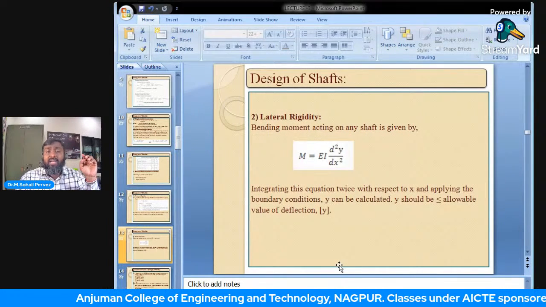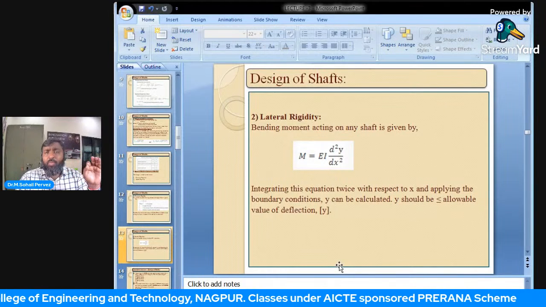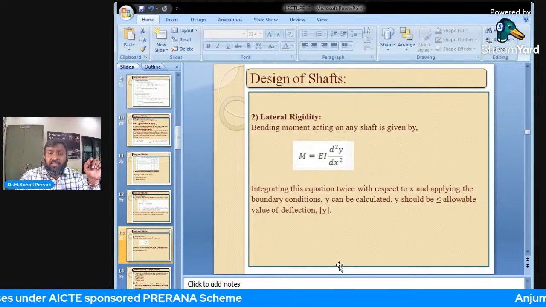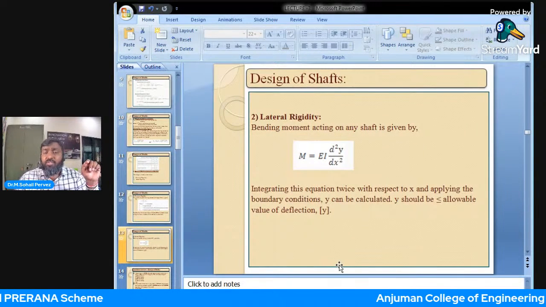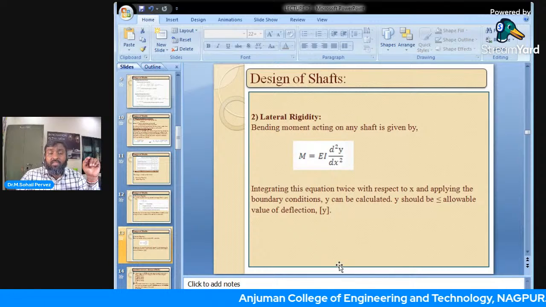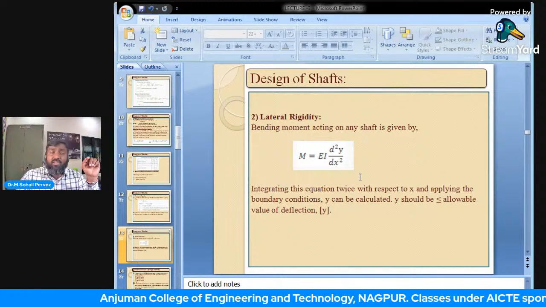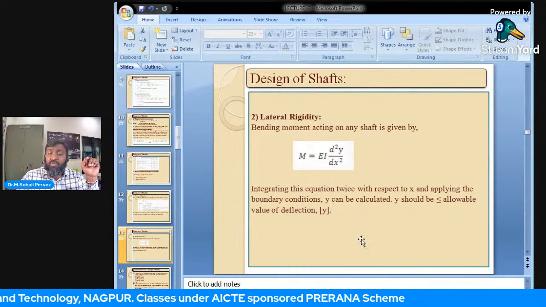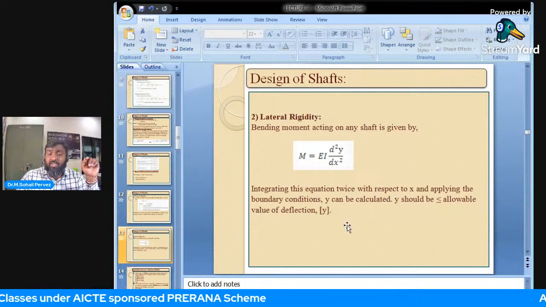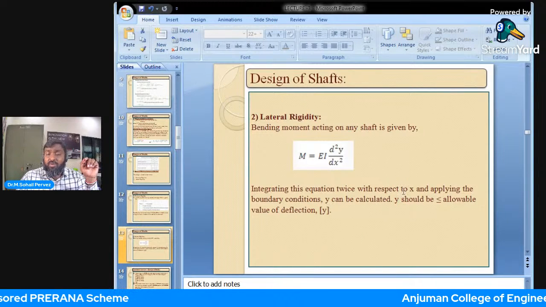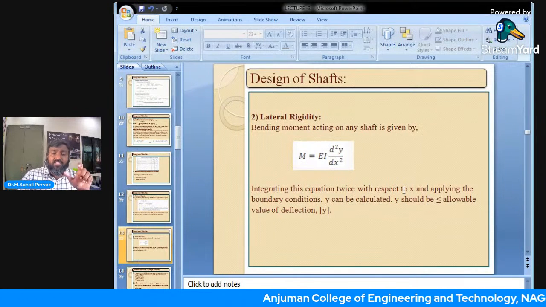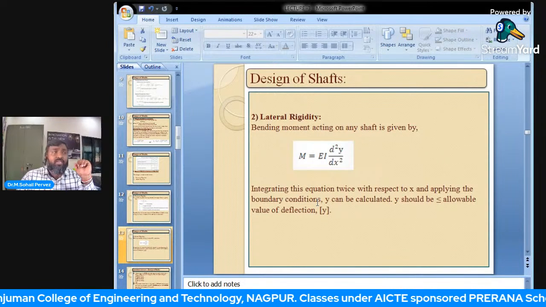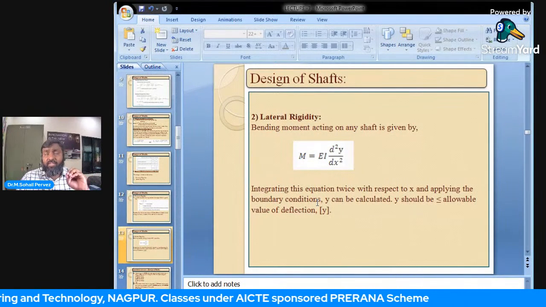Now the next one is lateral rigidity. The simple equation of deflection: M by I is equal to E into d2y by dx square. This d2y by dx square is used to find the value of deflection y, based on the boundary conditions, with distance x. So this is the equation for lateral rigidity. And hence, my dear friend, lateral rigidity is very, very important.